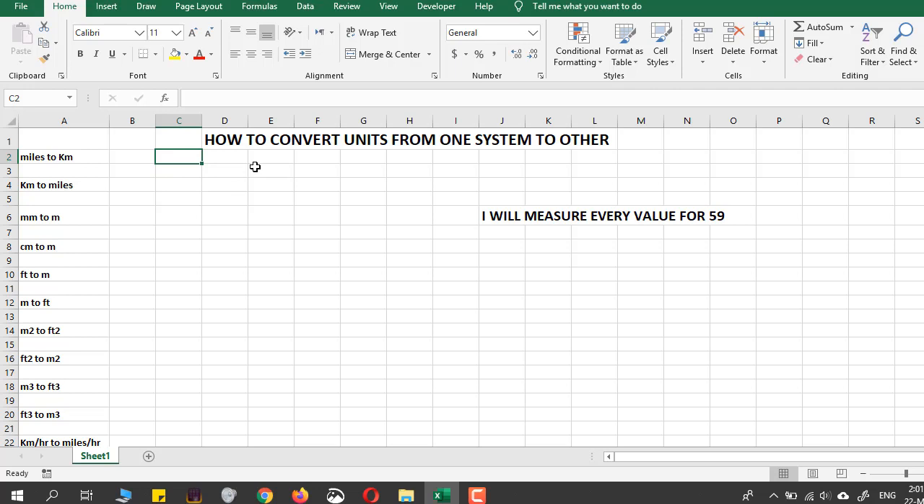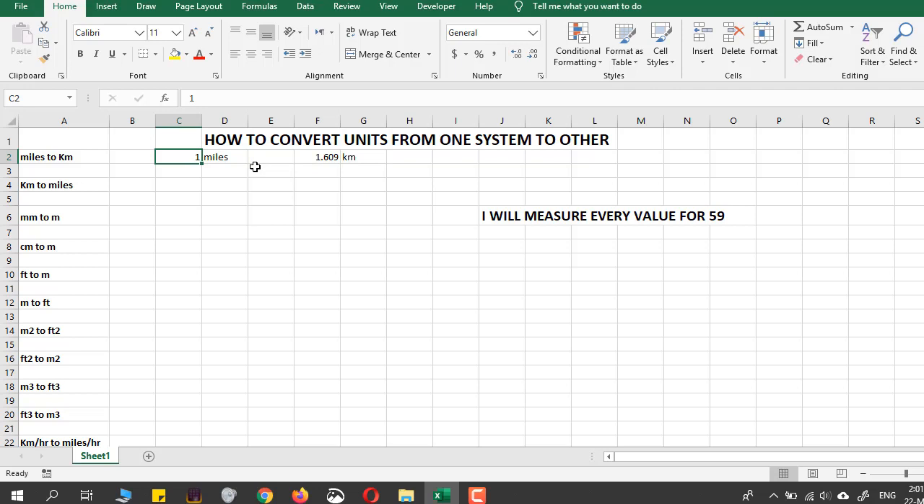For example, starting with miles to kilometer, I will write miles here. Now let's write kilometer here. The trick is, in every unit conversion from one system to another, you just have to remember one of the values. For example, you have to remember what the value of 1 mile is, in kilometers. In this case I know that 1 mile is equal to 1.609 kilometers. If I know that, then everything else becomes easy.